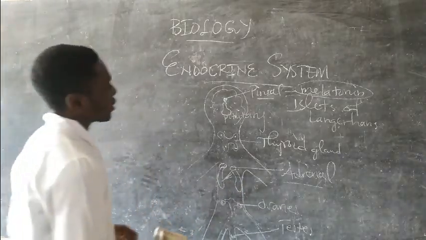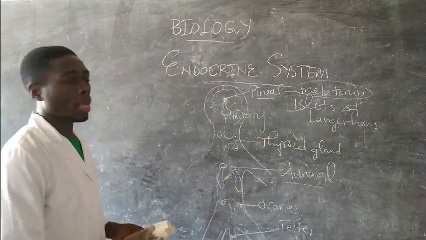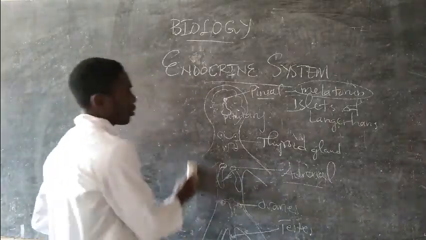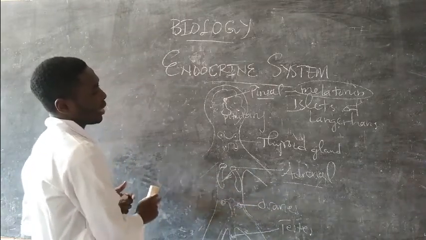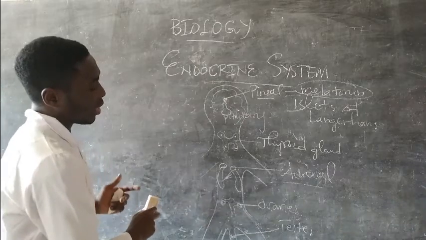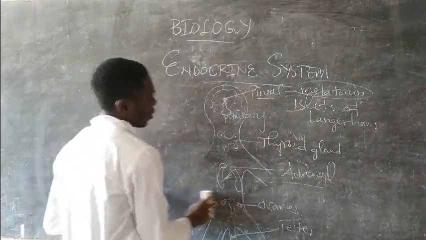Now that is it for the different endocrine glands which are found in the body. So you take note of it: we have the pineal, the pituitary, the thyroid gland, the adrenal glands, there are two of them, the ovaries and the testes, then the pancreas.